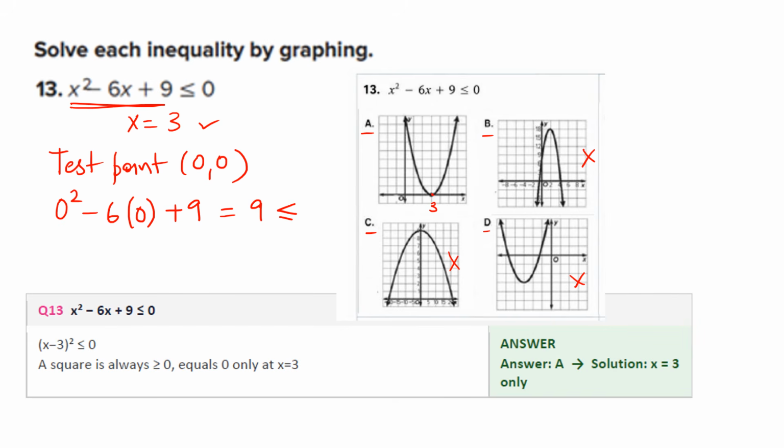Is 9 less than or equal to 0? Is this true or false? Is 0 more than 9? No, it's false. So that means (0, 0) cannot be a part of the solution. So this point cannot be a part of the solution.